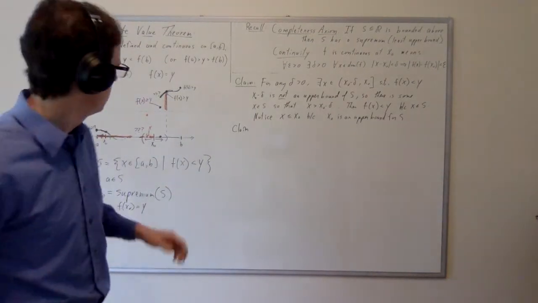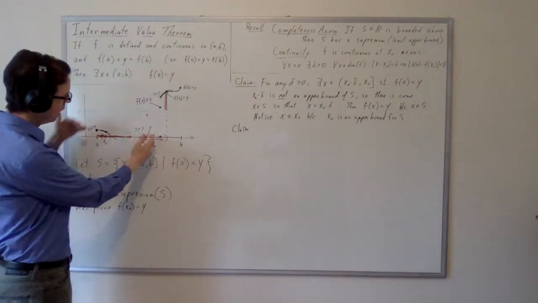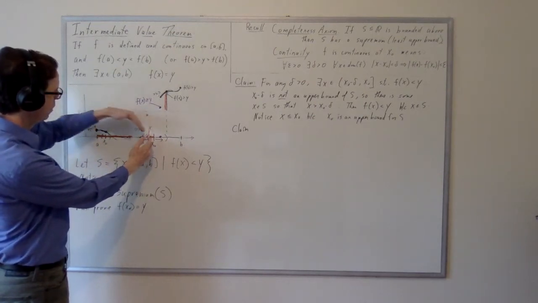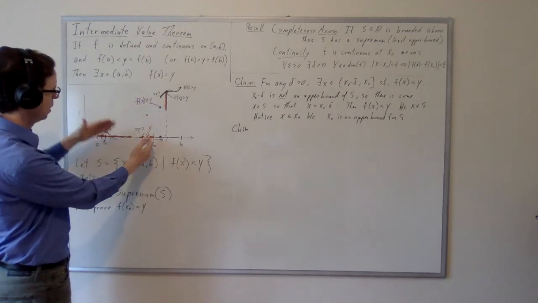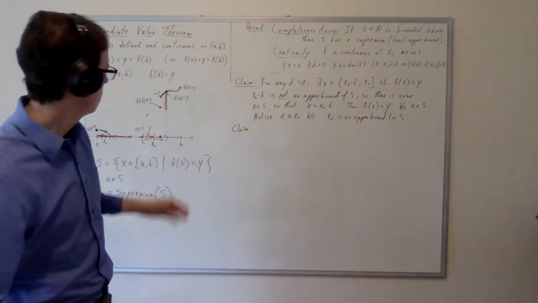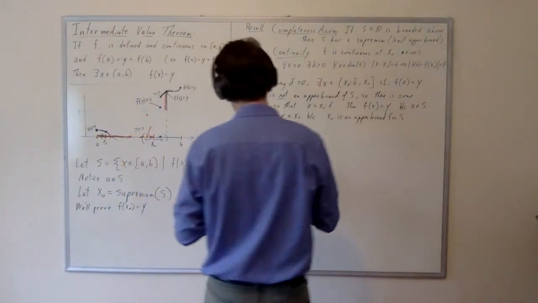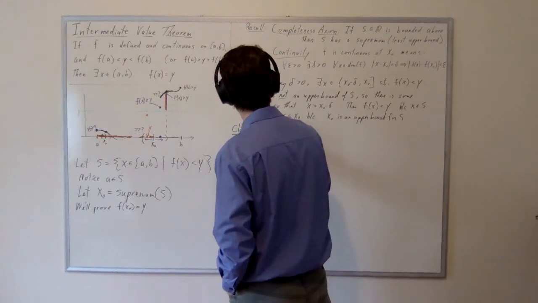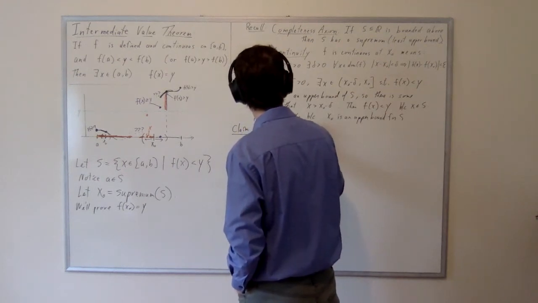So remember, x naught is the upper limit of this set S, which has all the places where f of x is going to be less than or equal to y. If I exceed that value, then we'll get greater than or equal to y. So let's state that next. And this is going to be much easier to prove.